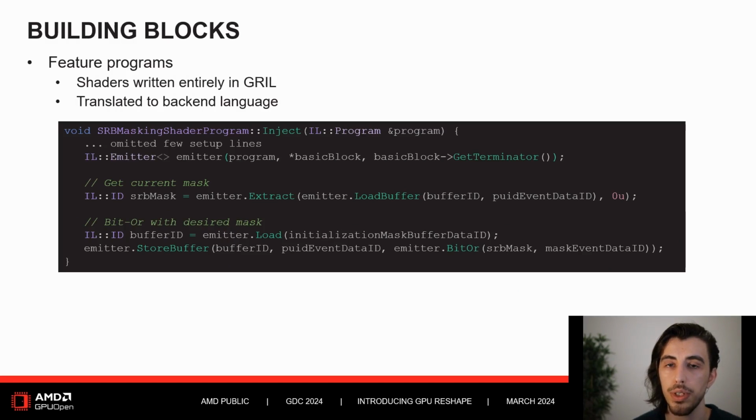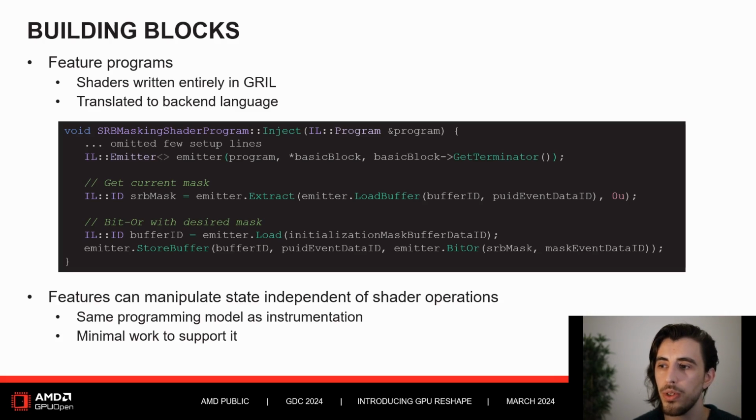Another one is what I call feature programs. What if a feature wants to call their own shaders? Do we write them in HLSL, GLSL, etc.? What about just keeping the same programming models and writing the shaders entirely in Grill? This essentially allows for features to manipulate state independent of shader operations, which is a very powerful tool.